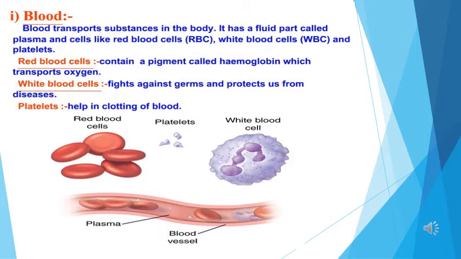Now students, you might have noticed that whenever you get a cut in your body, the body heals automatically. That is, the blood stops oozing out automatically. So why does this happen? This happens because of the third cells, that is the platelets. They help in stopping this blood flow. So they help in blood clotting.